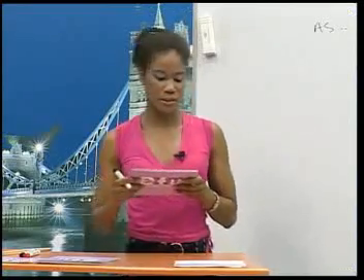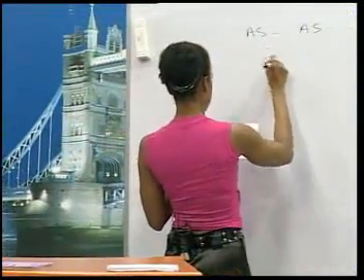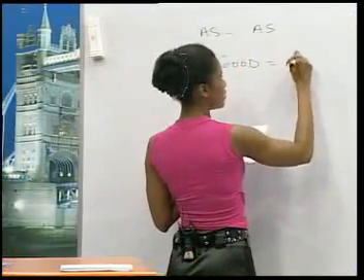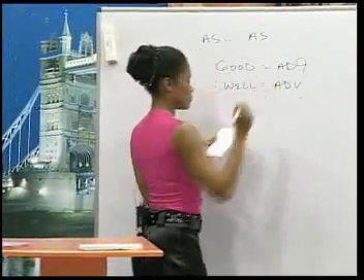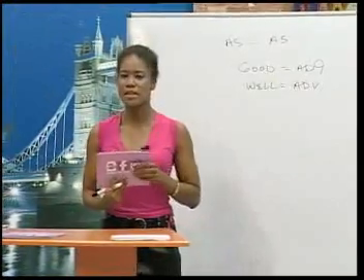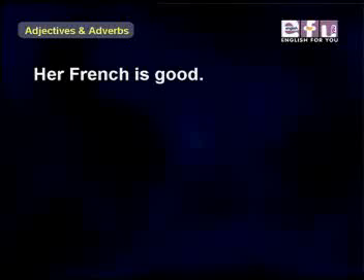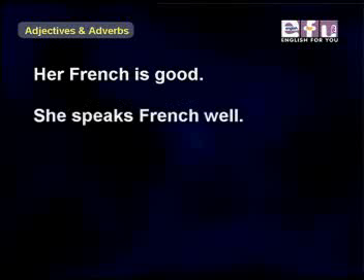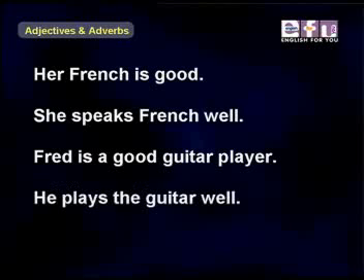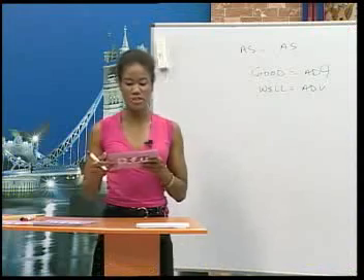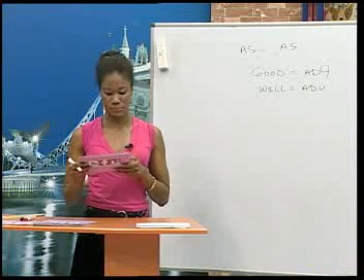Now let's look at some special vocabulary. So remember, good is an adjective, but well is an adverb. Okay, let's look at some examples. Her French is good. She speaks French well. Fred is a good guitar player. He plays the guitar well. So some words can be adjectives and adverbs.